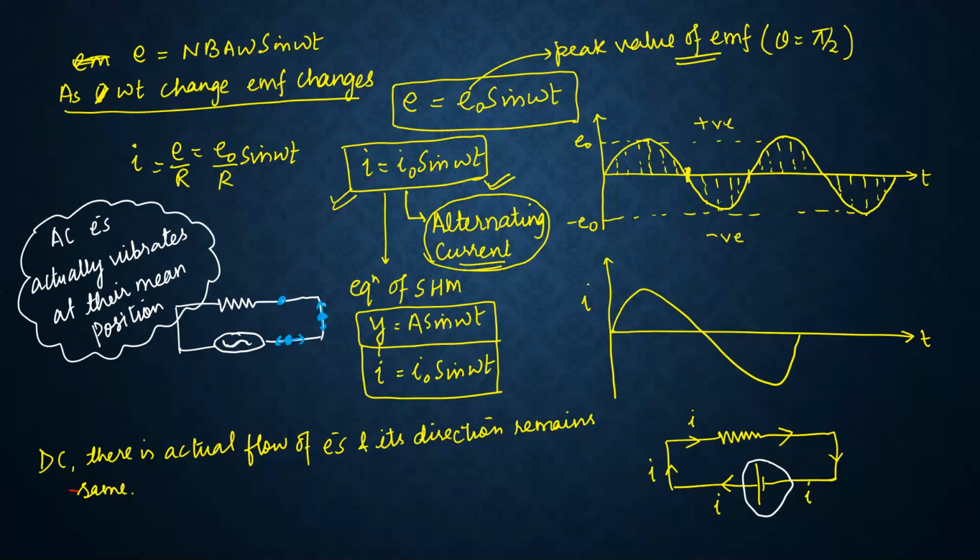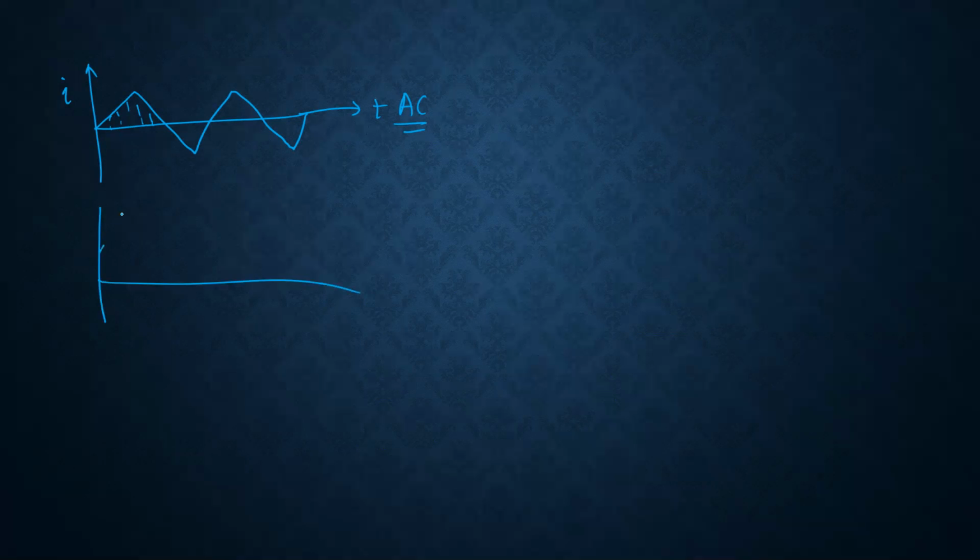Now, most important, if I plot a few diagrams over here, suppose this is a graph, this is time T and this is I. What is it? Is it AC or DC? See, its magnitude is continuously changing and its direction is also reversing. That means it is AC. Now, if I plot the graph like this, what is it? It is DC.